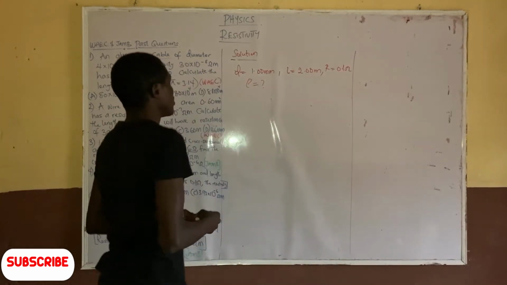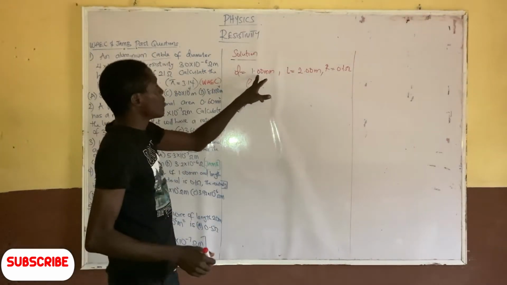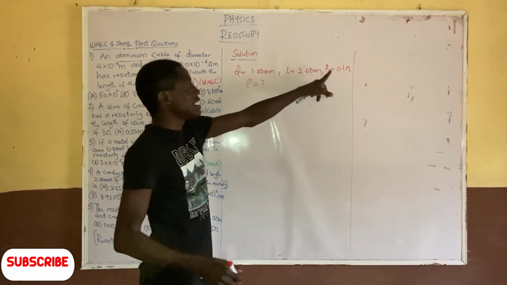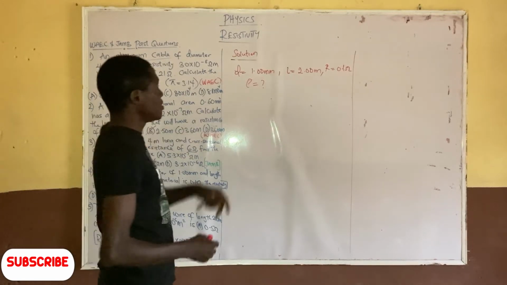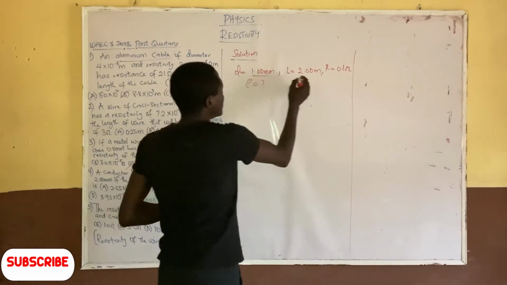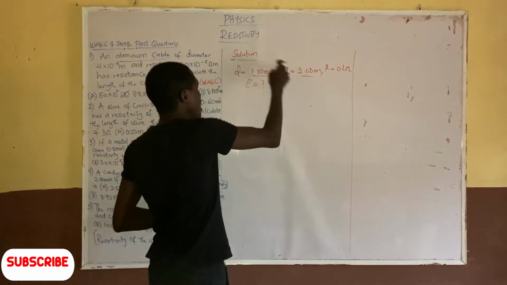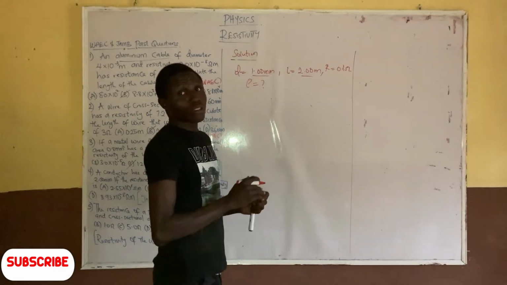Now, we are told that the diameter of a wire is 1.0 millimeter, the length is 2.0 millimeter, and the resistance is 0.1 ohms. Find the resistivity. Now, you can see everything here is in millimeter. The length here is in millimeter, and the diameter here is in millimeter. So I'm going to convert it.